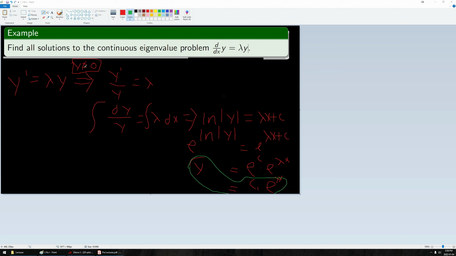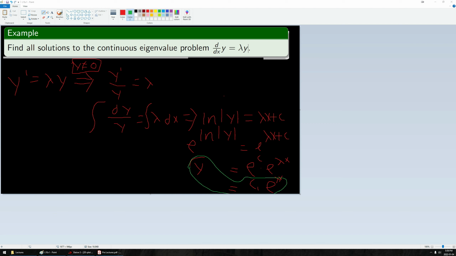Okay, so now what about y is equal to 0? So I assumed y was non-zero to get to this point. Well, it turns out that if y is equal to 0, it does satisfy the equation, but it also turns out that if I pick this value of c1 to be 0, then this general solution that I've put here in green contains the y is equal to 0 solution. So you can ultimately say that the solution to this will simply be y is equal to c1 e to the lambda x, where c1 is just some real number.